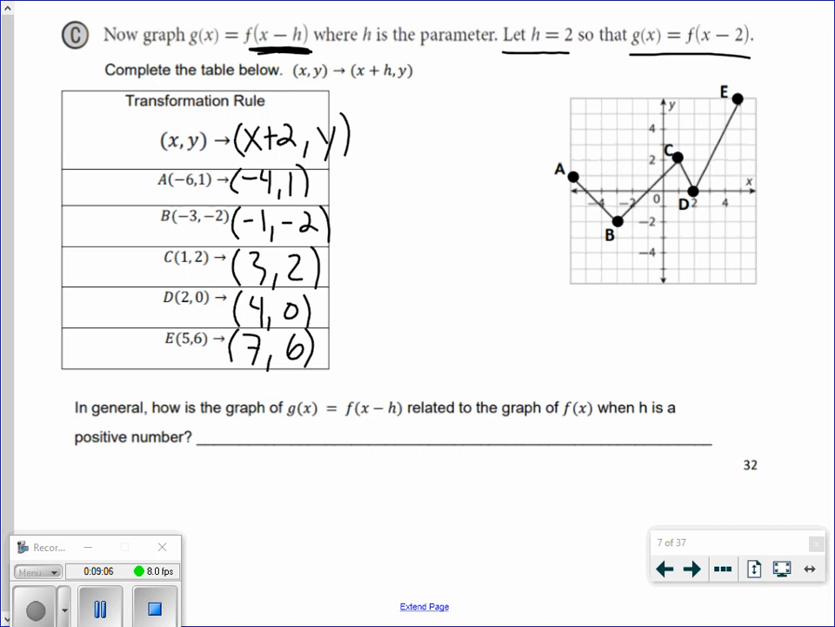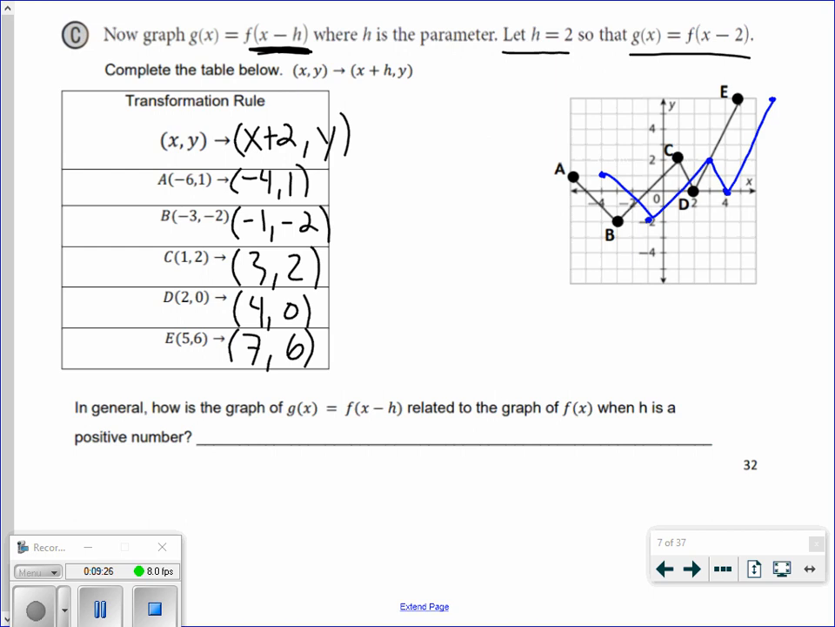So if we go ahead and plot it, we have -4, 1. -1, -2, 3, 2, 4, 0, 7, 6 will be right about here. That's what we get.